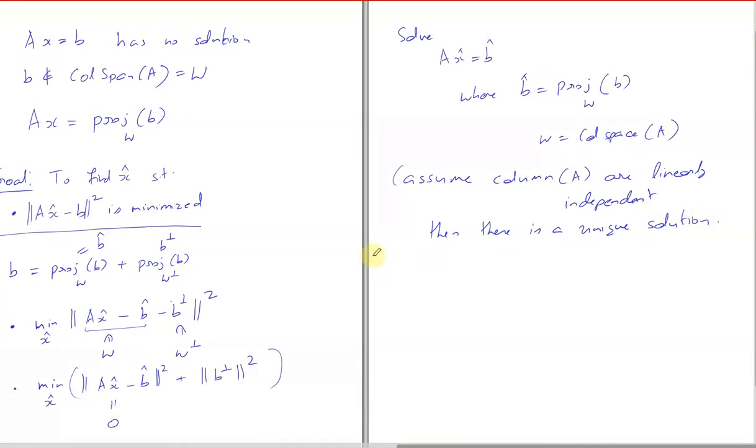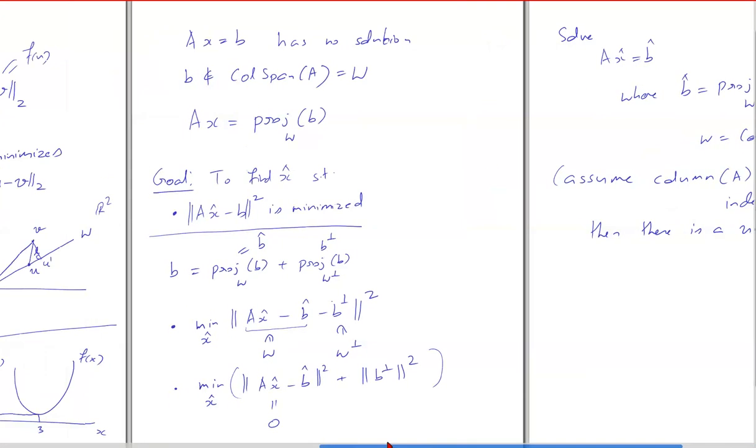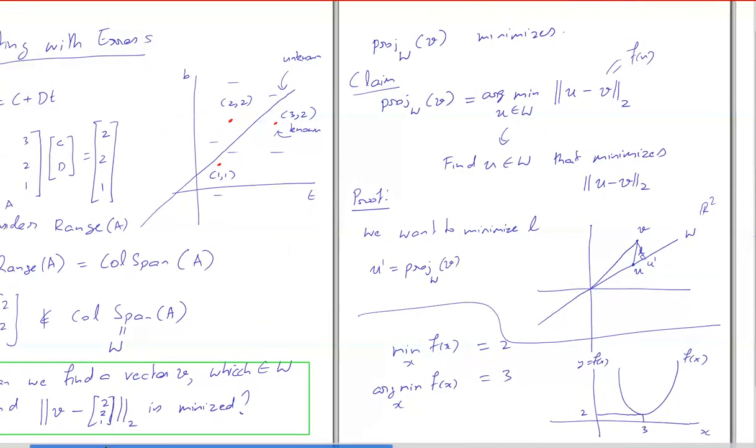Yeah, if the columns of A are linearly independent, then there is a unique x hat such that this happens. So what does that mean? The columns have to be linearly independent.